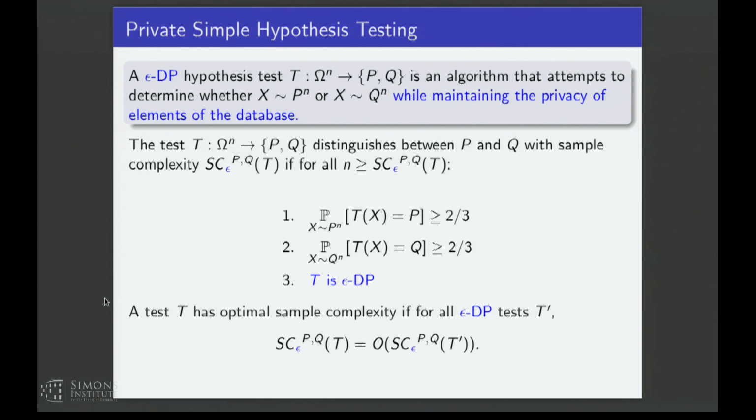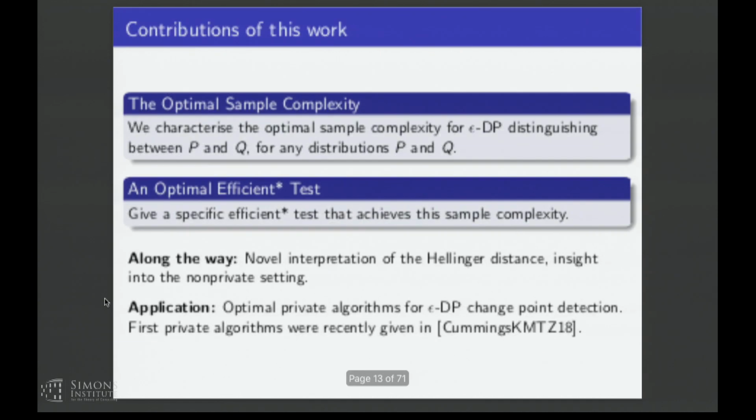And so a big part of the question today is going to be how does this sample complexity change when I change epsilon or put an epsilon in it at all? And how does the form of the test change?